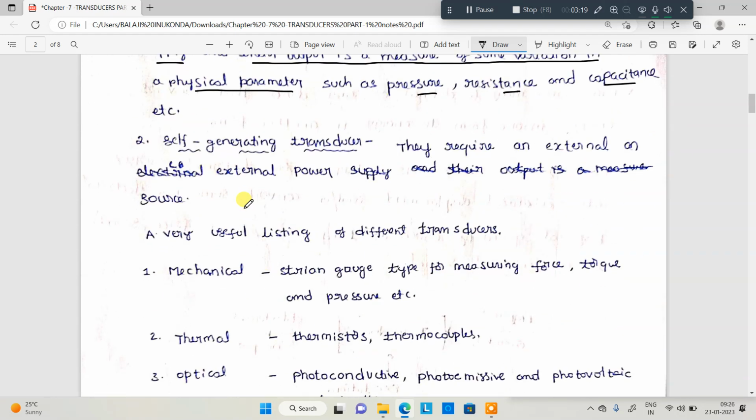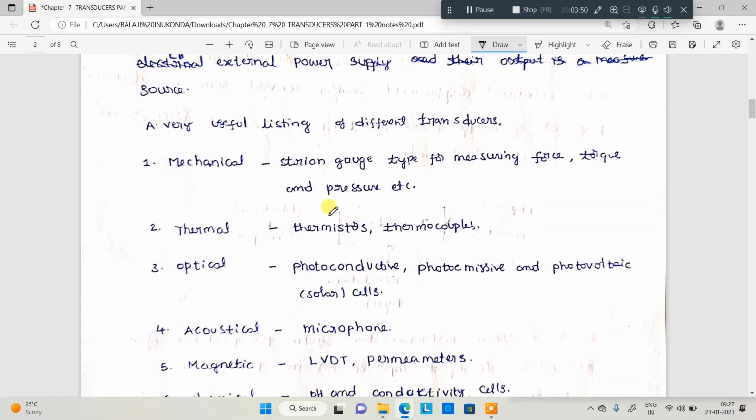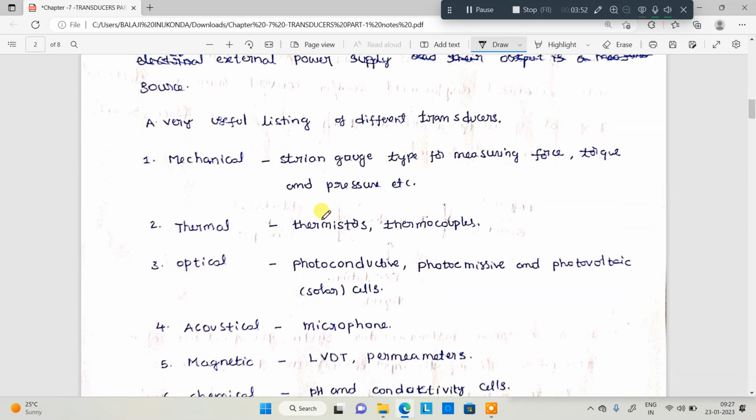Coming to the active transducer, or self-generating transducer. As the name itself suggests, they do not require an external power source. Those transducers are called self-generating transducers. So just replace it here with not required, then only it is a self-generating transducer. Now we'll see different types of transducers other than electrical transducers.